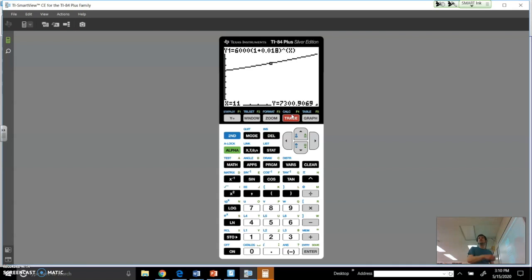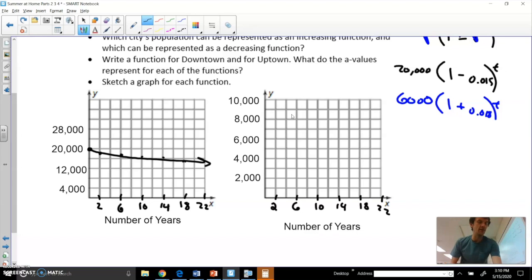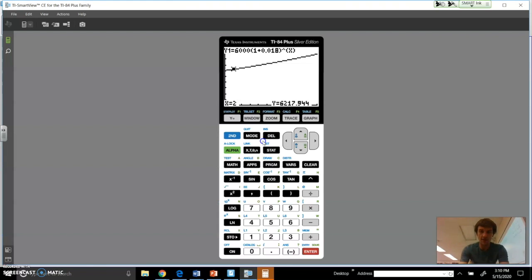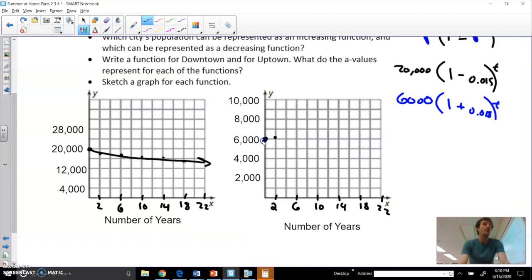So we'll notice that this one is scaling up a little bit. Initially, you're at 6,000, but after 2 years, you're just up a little bit. 1.8% is not that much. So you start at 6,000, and you're just a little bit above that. And then a few more years later, you're at 66.